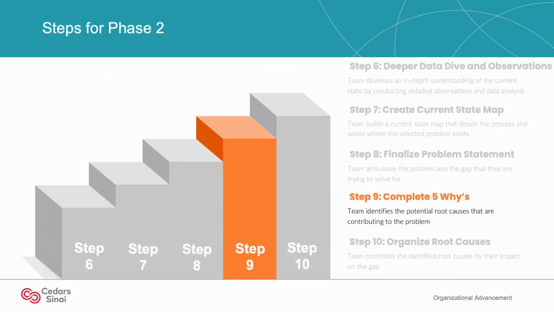Next, we're moving into step 9, which is completing the 5 whys. In this step, the team will identify the potential root causes that are contributing to the problem. So let's take a deep dive into identifying root causes.